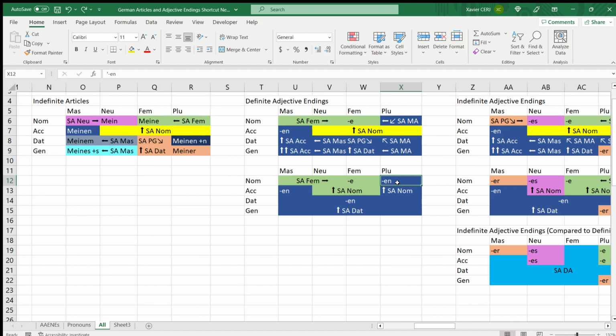I'll use the word nett. Die netten Leute. Yeah, die netten Leute. Die nette Frau. Das nette Haus. I think house is neuter. Der nette Mann.